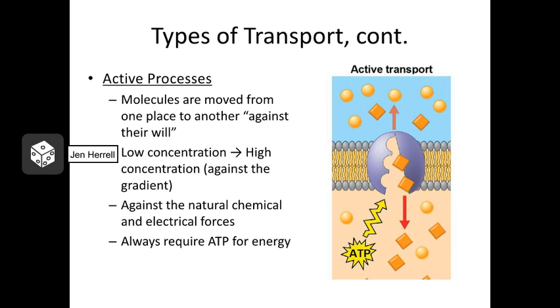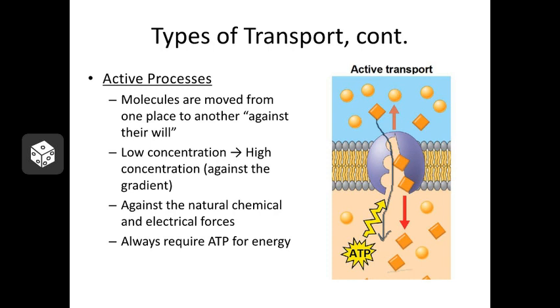Another method of transport is known as active transport or active processes. Active processes are the opposite of passive processes. In active processes, molecules are forced to move against their will, against or up the gradient, where they don't want to go. For instance, here we see a low concentration area of diamonds in the extracellular environment, and you can see that there's a higher concentration inside the cell. The cell is having to force this little diamond-shaped molecule through that membrane and across into the intracellular environment. It's making it more crowded, so it doesn't want to go that way.